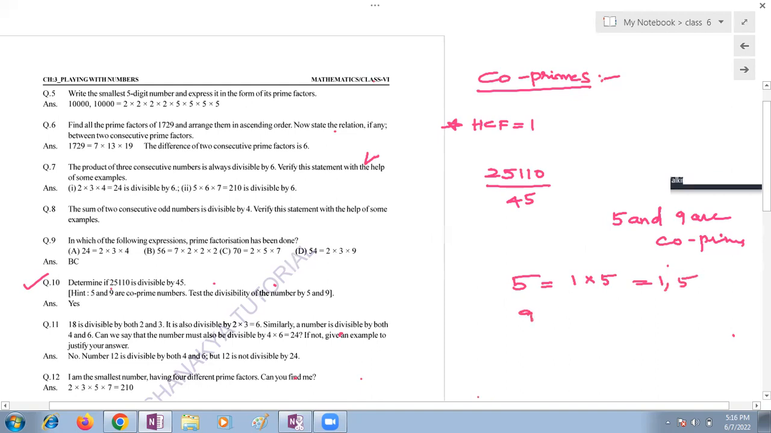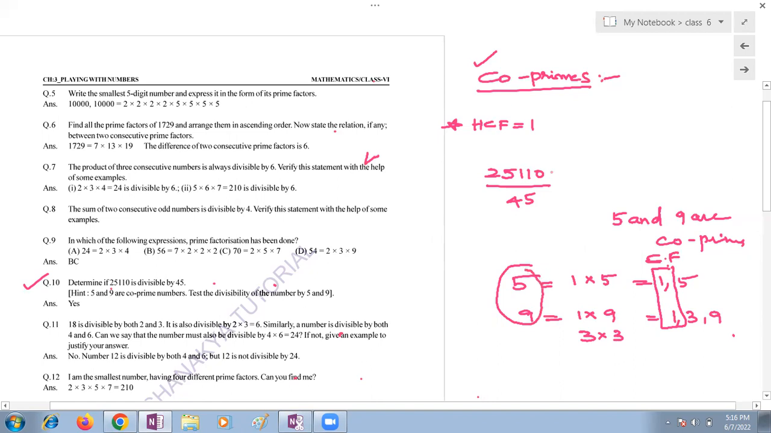Same way, 9 can be expressed as 1 into 9, or 3 into 3. So what are the factors here? 1, 3, 9. Now, what is common in both? Only 1 is the common factor. Such numbers we call co-prime numbers. Please remember this is very important, children. So these two numbers are co-prime numbers.